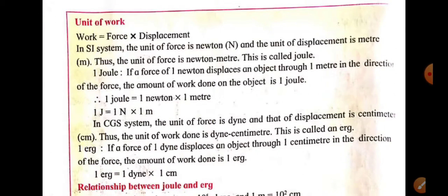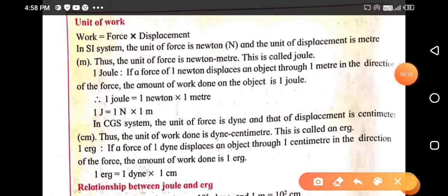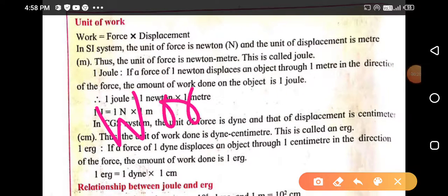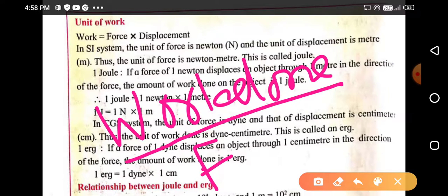Next point, unit of work from the topic work and energy. Students, we have studied about work done. Then what is work done? Work done ची definition काय आहे? The work is said to be done when a force is applied to an object so that it causes the displacement of the object in the direction of force. So this is known as work done.